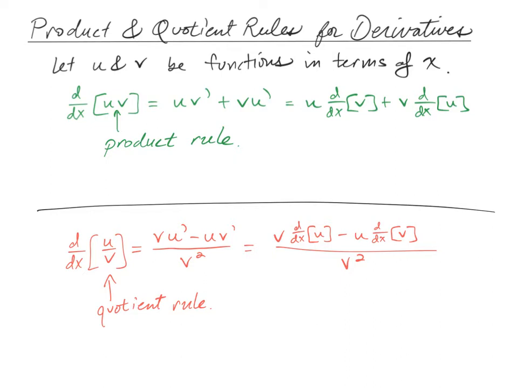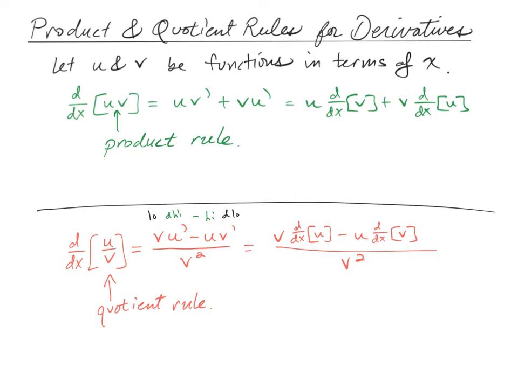A couple other things I want to mention is that when you're using the quotient rule, it is important to have everything in the correct order. You will start and end with the denominator. Another way you can say this is: low d high minus high d low.